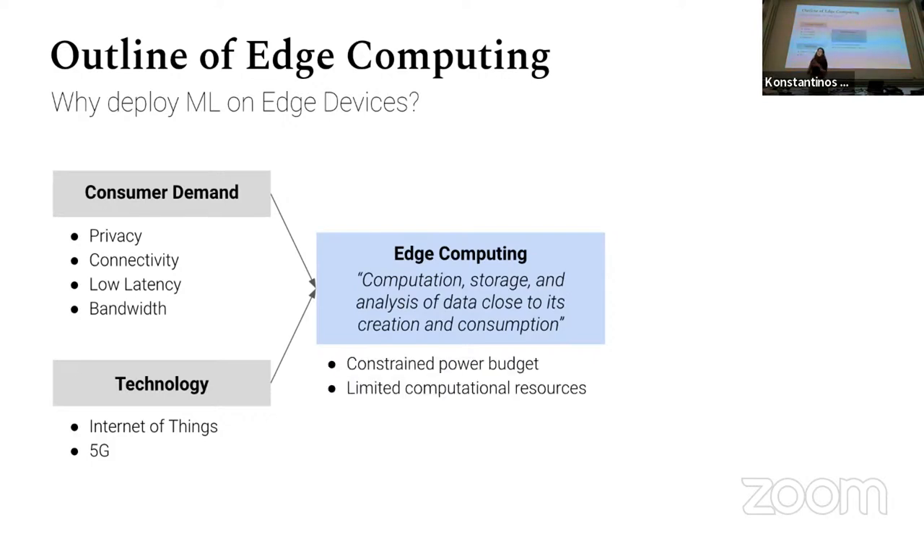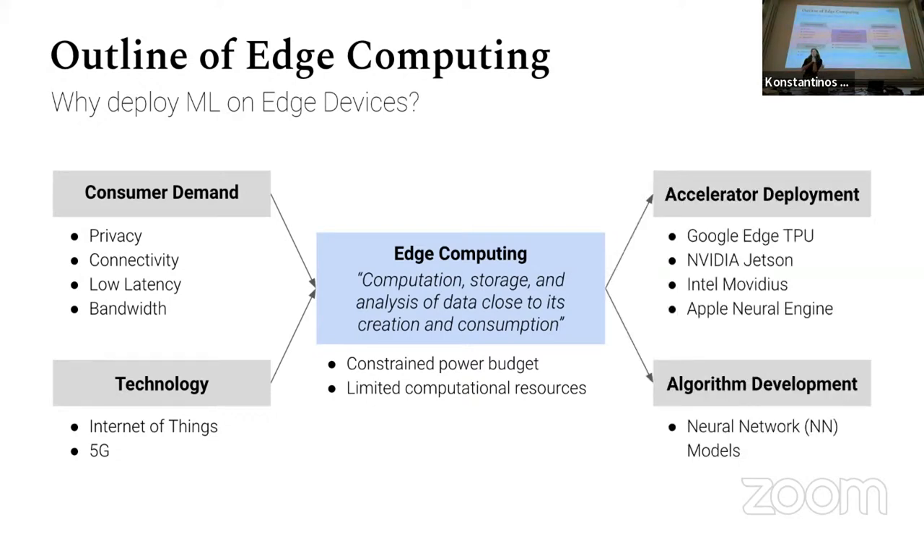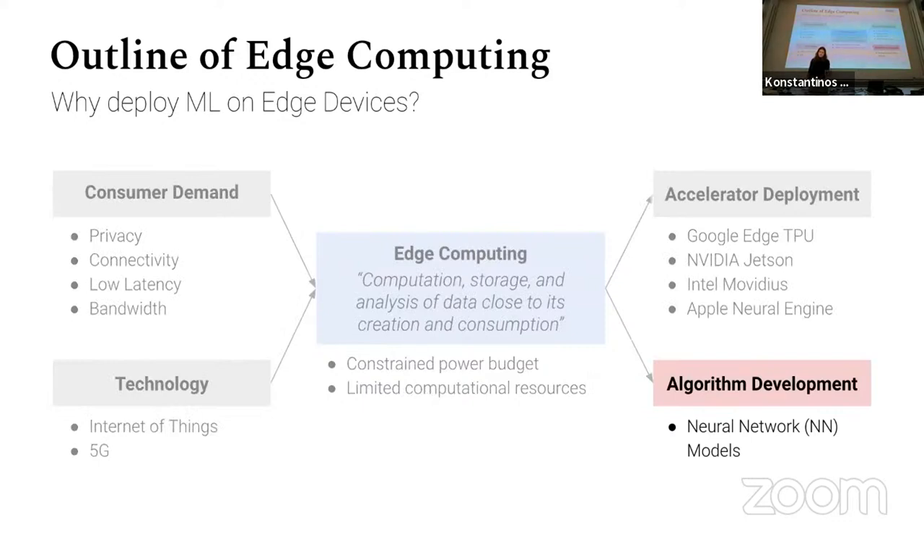However, due to the inherent mobile nature of these edge devices, we have the problem that we are very resource constrained. So we have a very restrictive power budget as well as very limited computational resources. This means that these edge devices have a tendency to employ accelerators, specifically also for ML, but also for other computational areas. But then on the other hand, we also have algorithm development. So we have NN models, or neural network models, which are specifically designed to fit into these resource constrained devices, right? We'll look into each of these in more detail now.